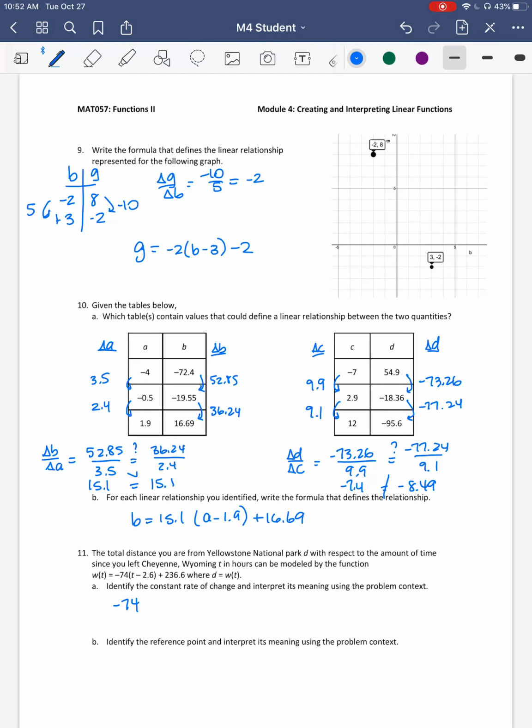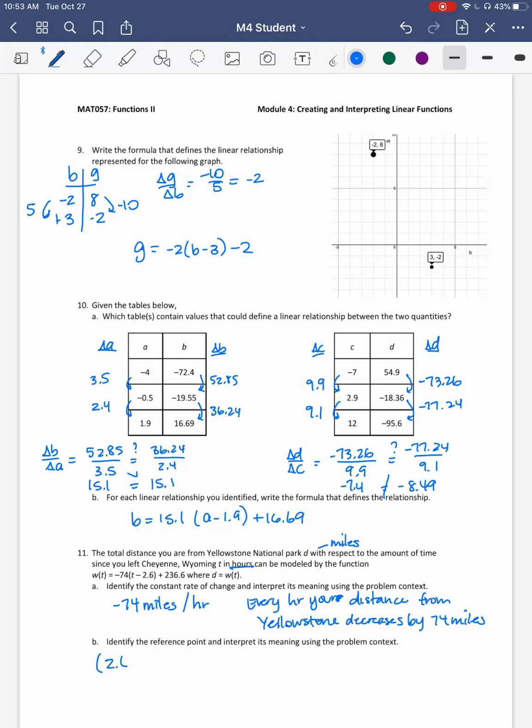So D is distance. Oh, it doesn't even tell us. Let's assume it's miles. That's a problem. So this is going to be miles, and then it's going to be per hour. And so essentially every hour, your distance from Yellowstone decreases by 74 miles. You're getting closer.